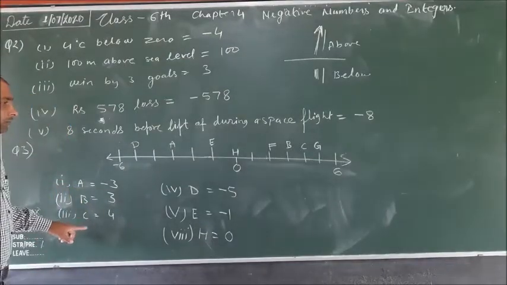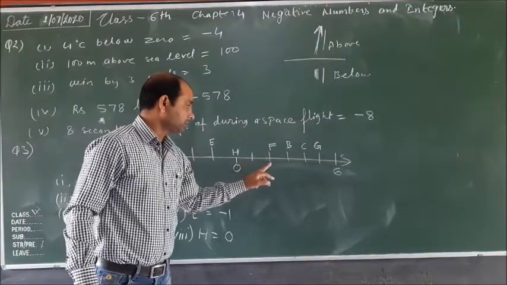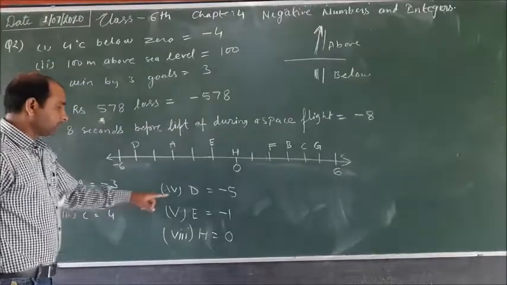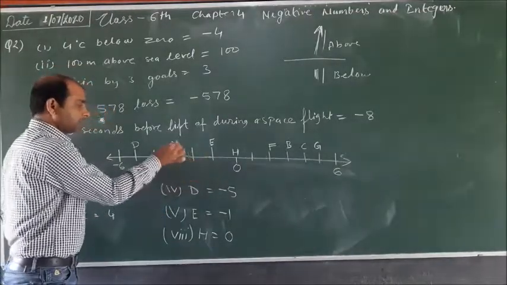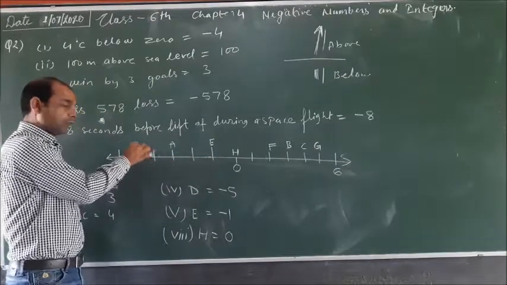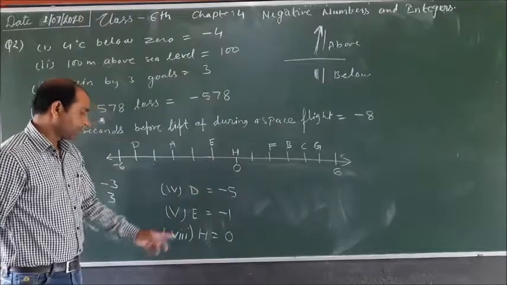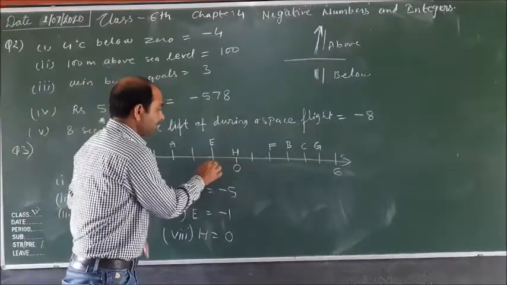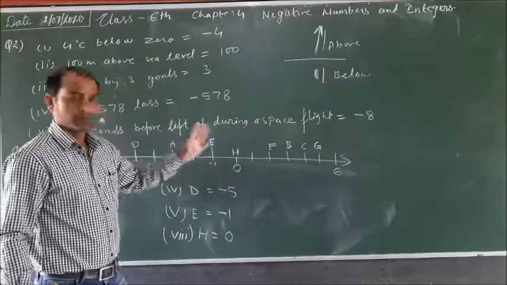So C, where is C? This is C. 0, 1, 2, 3 and 4. So we write here 4. Then D: minus 1, minus 2, minus 3, minus 4 and minus 5. So we write here minus 5.